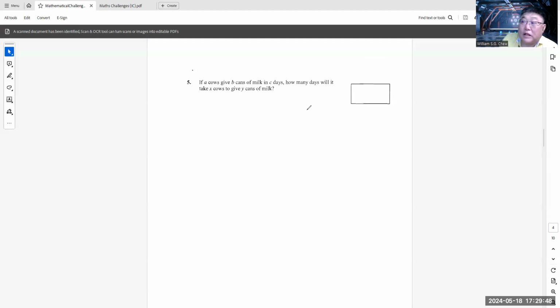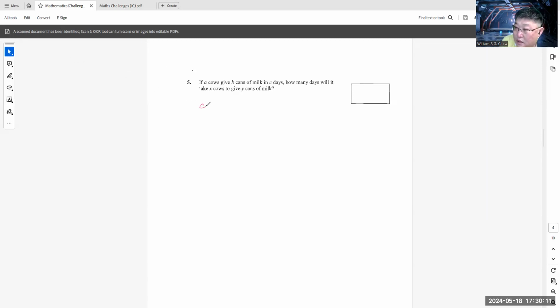If A cows give B cans of milk in C days, how many days will it take for X cows to give Y cans of milk? This is actually no different from question 2. The only difference is now they want you to express this in algebra. Technically it's the same question as question 2.